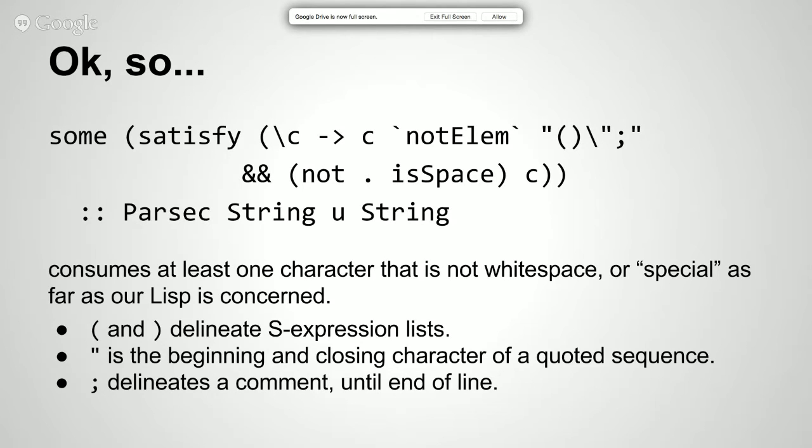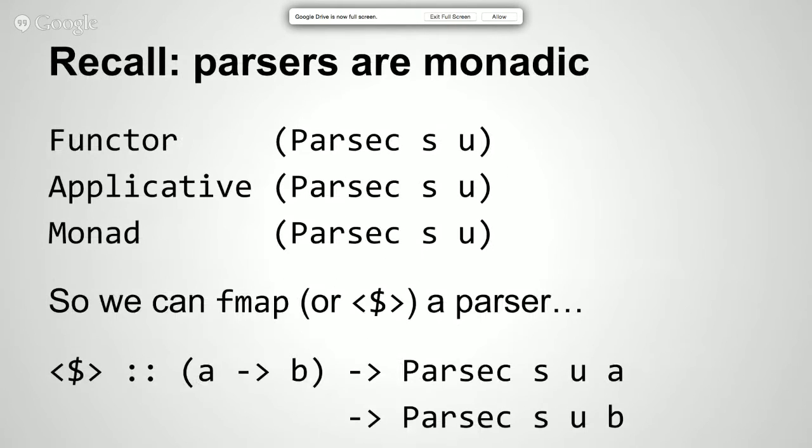It collects some characters, so at least one, that is not whitespace, as you can see from the not dot isSpace, dot being the composition operator, and it's not a special character. The special characters are the open and close parentheses, the quote character, and the semicolon, which delineates a comment. And just to recall, parsers are monadic, which means they're also functors and applicatives. So we can fmap a parser, we can use the applicative splat, snowflake, app, whatever you want to call it. All of that stuff's available to us.